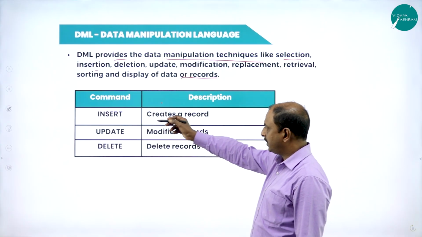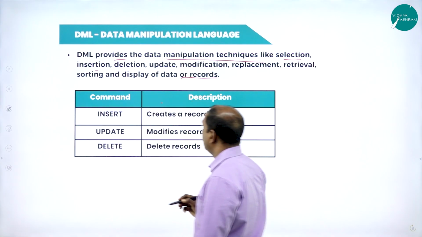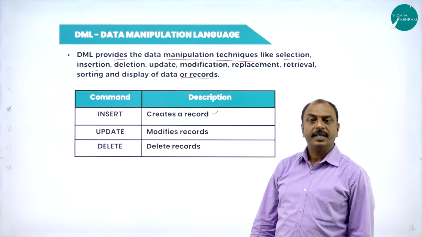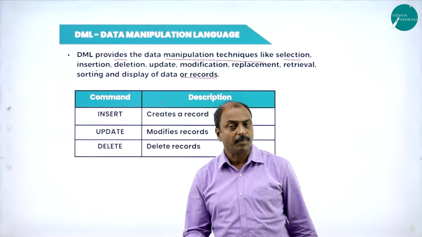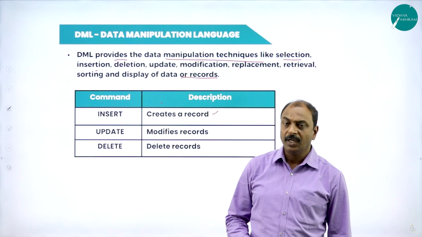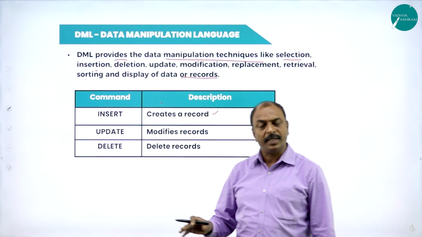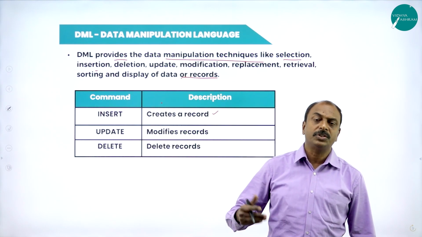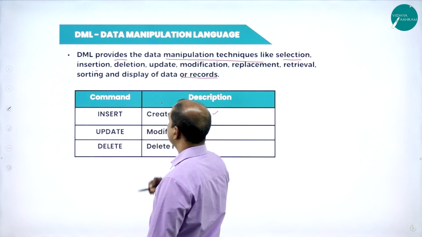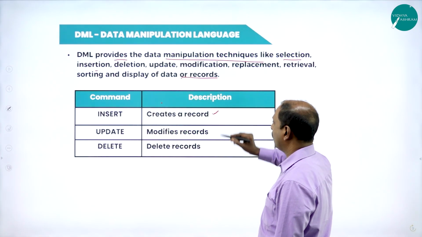So here let us see the different commands. Here the first one is the insert command. So this is to create a new record. Once the table has been created with the create command, at the beginning it will be empty. The status is empty. So the next step is we have to insert a record into the table, or we have to enter values into the table in the form of records. For that we are using the insert command. The insert command is used to create a record.